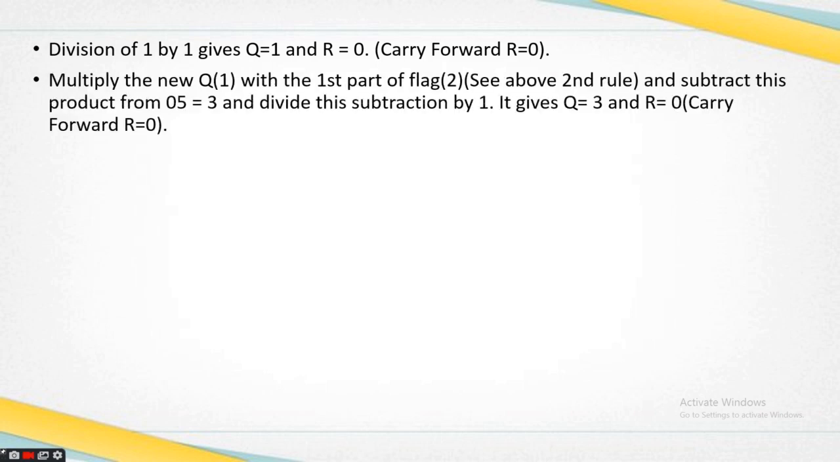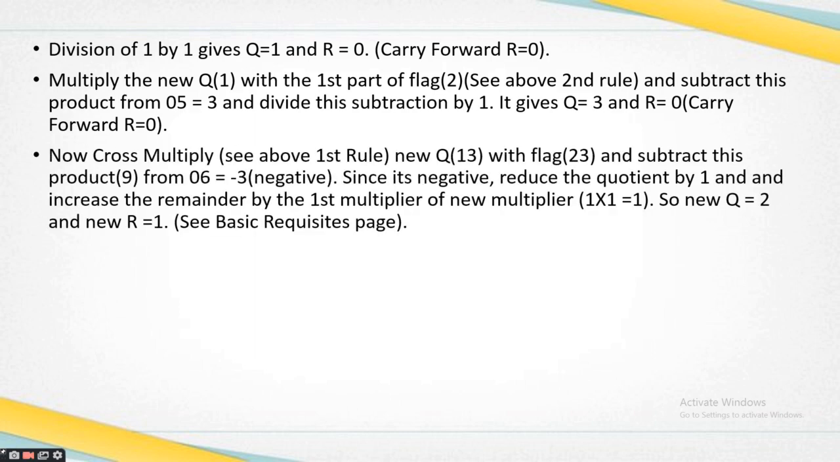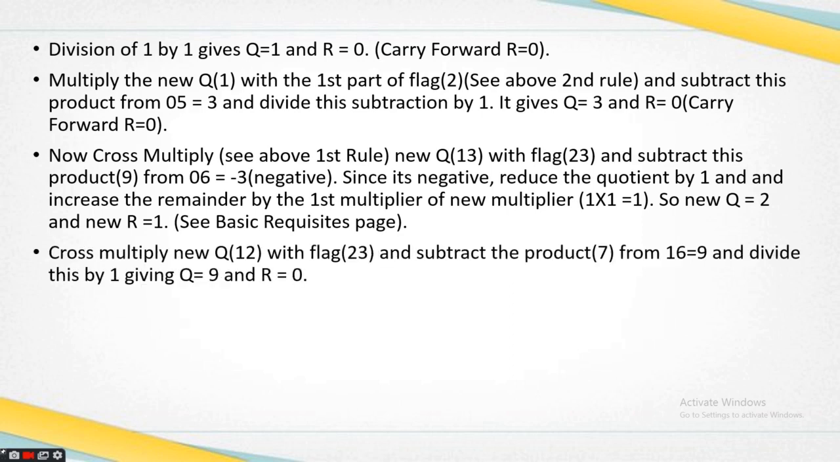First, we're gonna divide the number 1 by 1, gives the quotient 1 and the remainder 0. Next, multiply the new quotient of 1 with the first part of the flag 2. And subtract that product from 5, we get 3, and divide that subtraction by 1. It gives the quotient 3 and the remainder 0. Now, cross multiply the new quotient 13 with the flag 23 and subtract that product 9 from 6, we get the negative value minus 3. Since it's negative, reduce the quotient by 1 and increase the remainder by the first multiplier of the new multiplier. So we get the new quotient 12 and the new remainder 1.